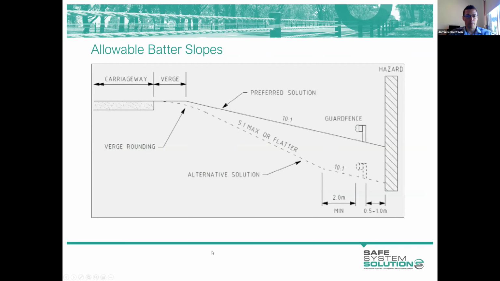There are some allowable batter slopes on which we can install a barrier, and the preferred situation is that we don't install a barrier on a slope that has a gradient greater than 10:1. In a retrofit, we can perhaps get that to 6:1, but desirably we would install a barrier on a 10:1 or flatter slope. And if we haven't got that, we'd undertake some minor earthworks to achieve that.